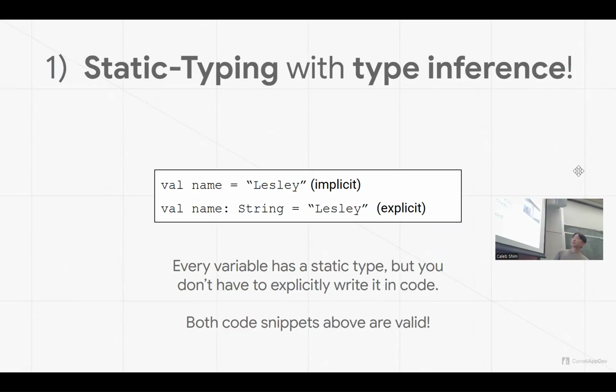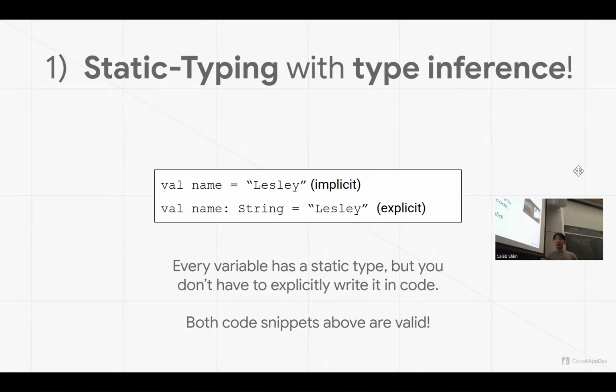Firstly, Kotlin, like Java, is statically typed, but unlike Java, it has type inference. Static typing means that if you assign a variable, then you cannot change the type of the variable. As you can see here, the variable name is set to Leslie. What Kotlin understands that to be is that name is a string variable, so we cannot later assign name equals 4, for instance. It's unlike Python in that sense and similar to Java.